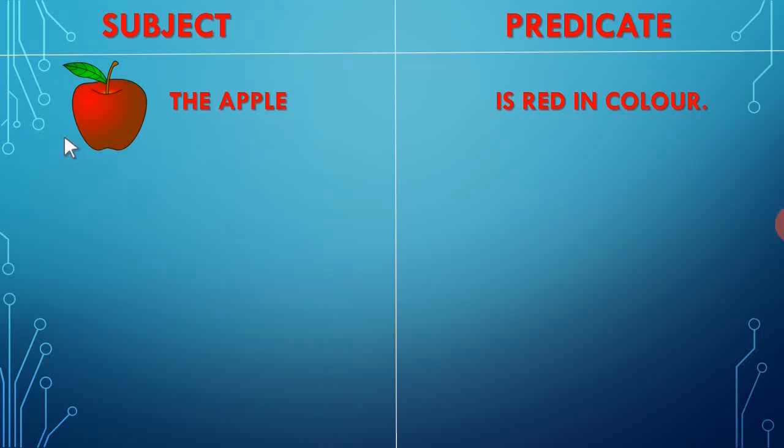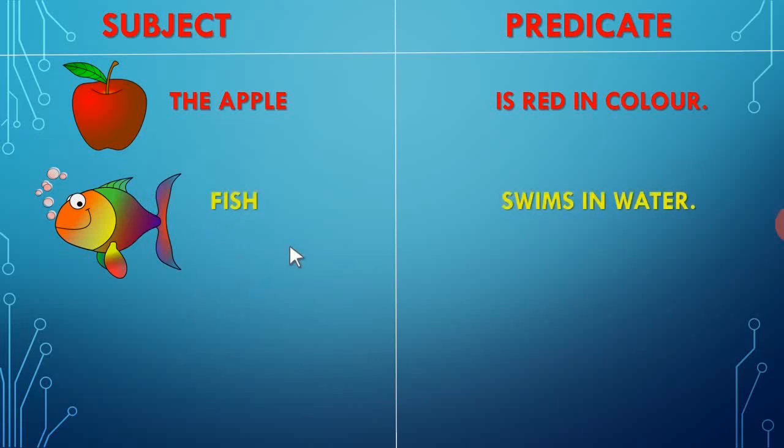Now let us take another example, children. What is this? This is a fish which swims in water. So what are we talking about in this sentence, children? We are talking about a fish. And what are we talking? We are talking that a fish swims in water. So the fish becomes the subject because we are talking about the fish, and this swims in water becomes the predicate because we are telling what the fish is doing. It is swimming in water, children.